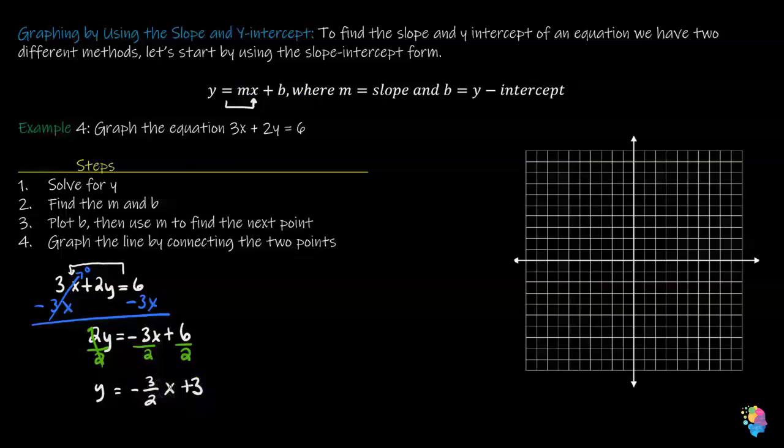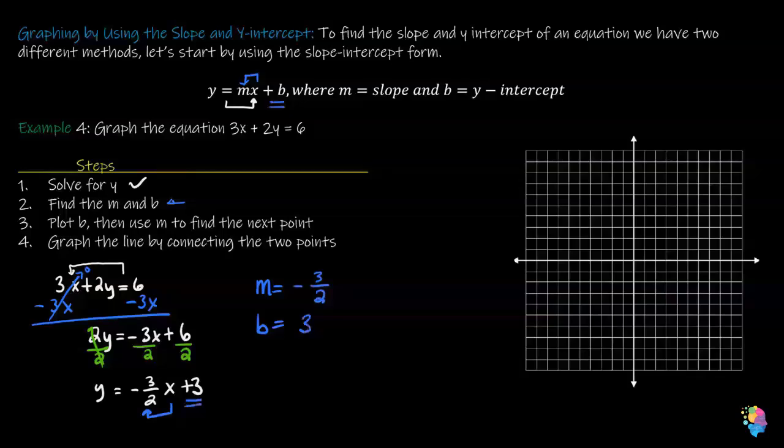What does that mean for us? That we've completed step 1. Now I need to complete step 2. I need to find my slope and my y-intercept. I need to find m and b. Now the slope is that coefficient of x, that number in front of x, and only the number. So then the slope will be negative 3 over 2. The b is that number that is on its own without any x's. So then the b for us will be 3.